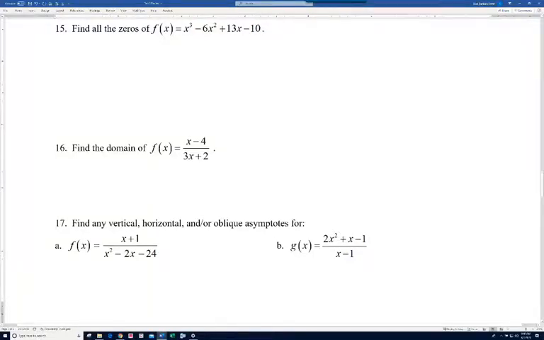All right, this will be our last video for our test 3 review. It says find all the zeros of f of x equals x cubed minus 6x squared plus 13x minus 10.